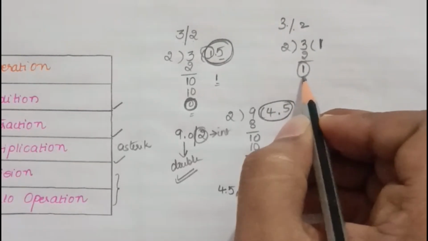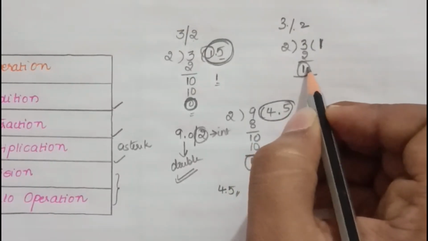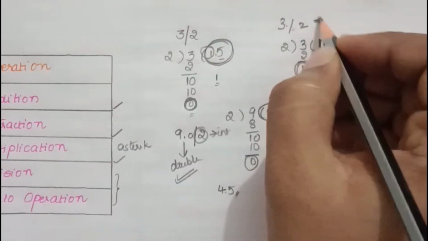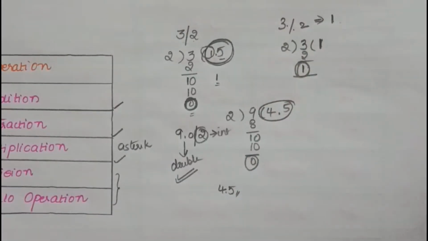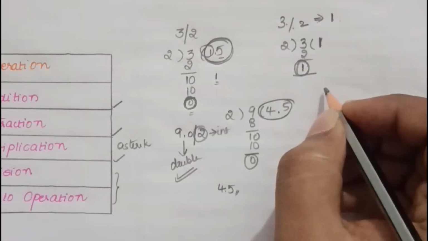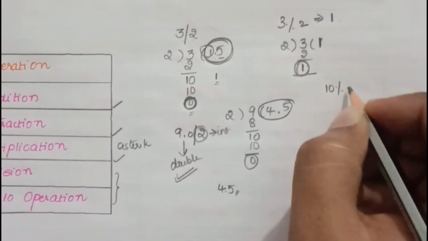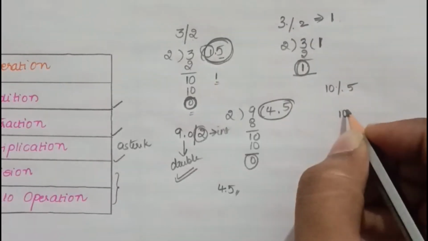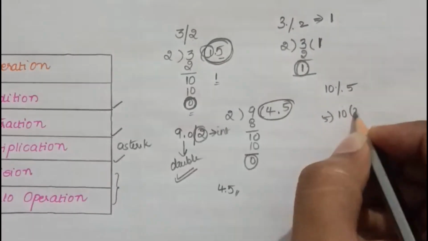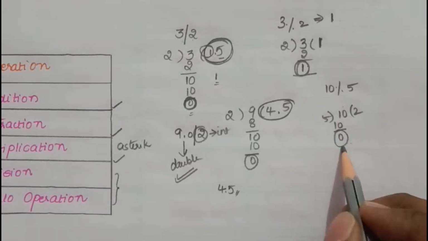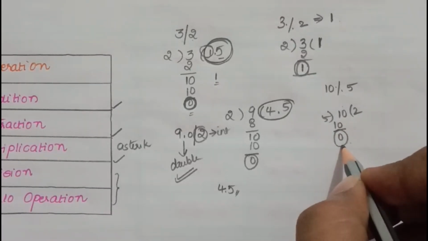And the modulo operator stops here. What is the remainder? 1. It returns 1. When we say 3 mod 2, the output we get is 1. In a similar way, if we divide 10 with 5, 5 2s 10, remainder will be 0. This remainder will be returned.